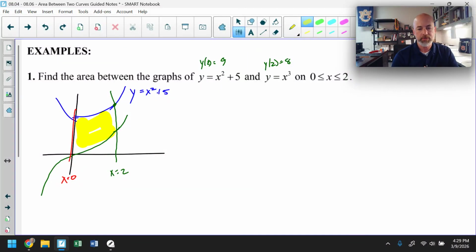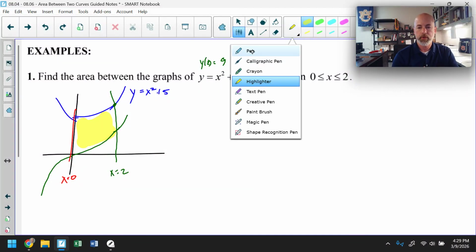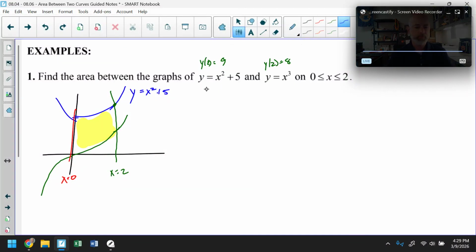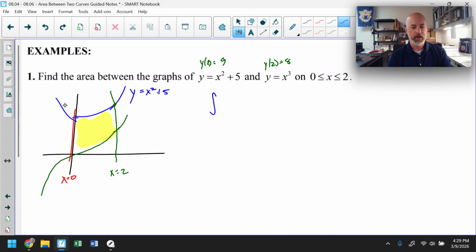There's our region, and for the setup, it's going to be the antiderivative of, and here we have a top and bottom situation, so x squared plus 5 minus my lower curve, which is y equals x cubed. We want to wrap all of that in parentheses times the dx, and then we'll evaluate that from 0 to 2, and there's your setup for number 1.